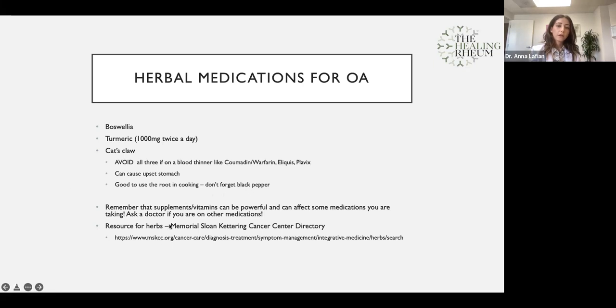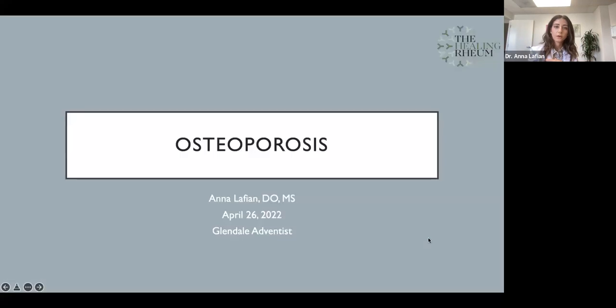And I like this directory. It's the Memorial Sloan Kettering Cancer Center directory. They have a whole branch of medicine, an integrative medicine clinic. If you go on this link here, you can search all sorts of different herbs and you can see what their side effects are. You can see in which situations you should avoid taking those herbs and things like that. But always, always, always, please ask a doctor before you implement any herbal medicine or supplements into your life, because there can be interactions with some of the medications you're taking.